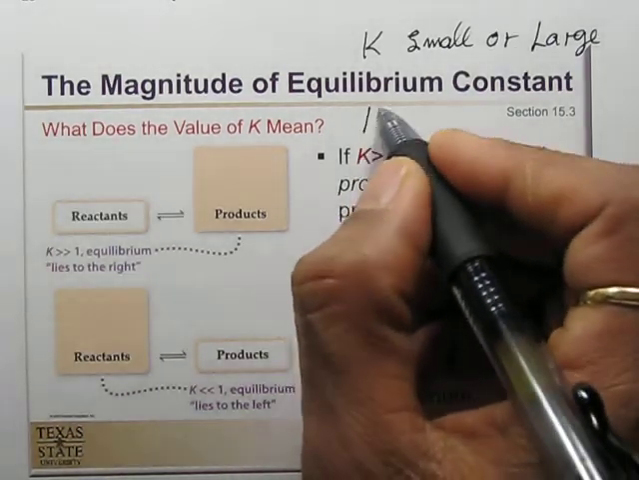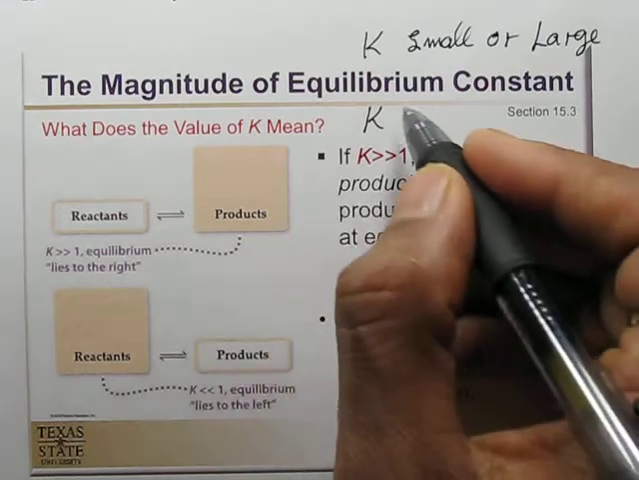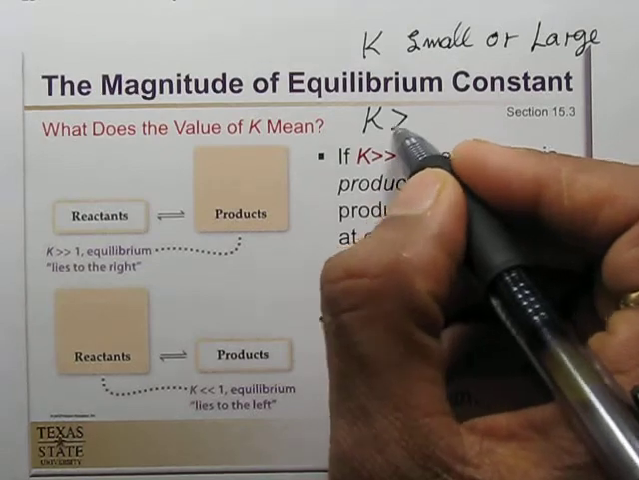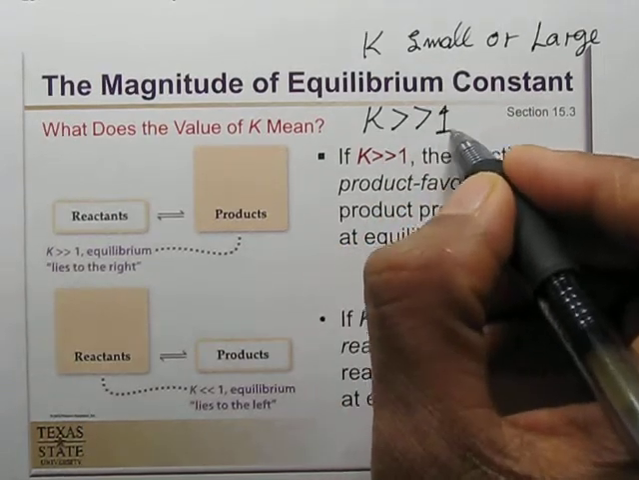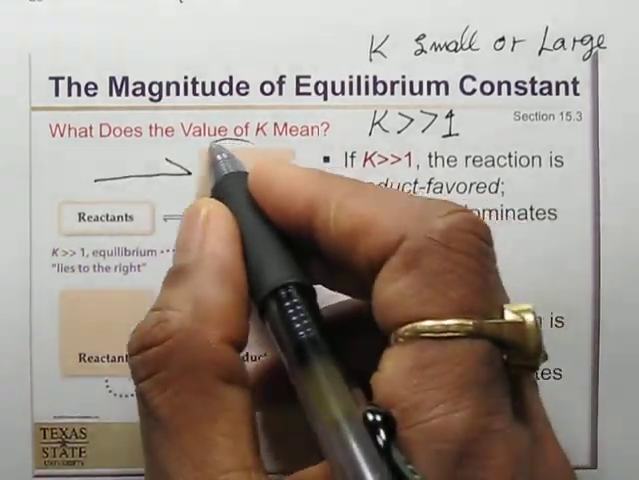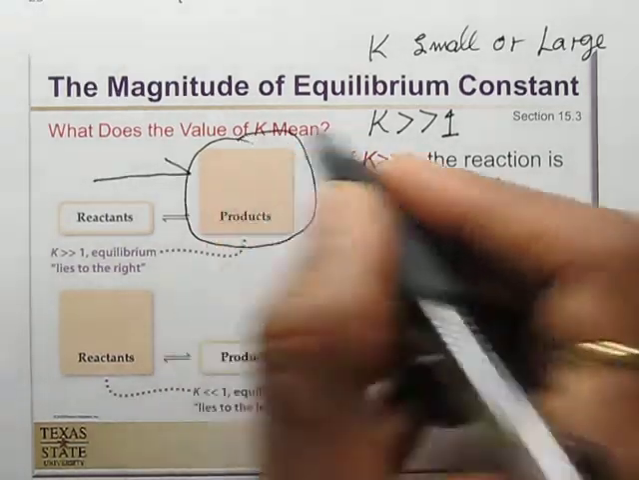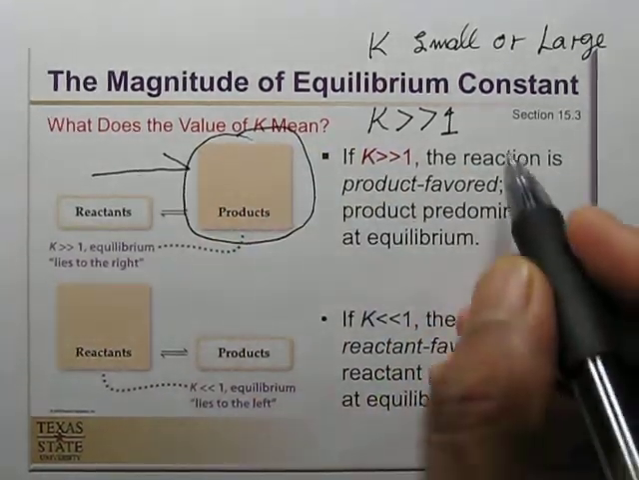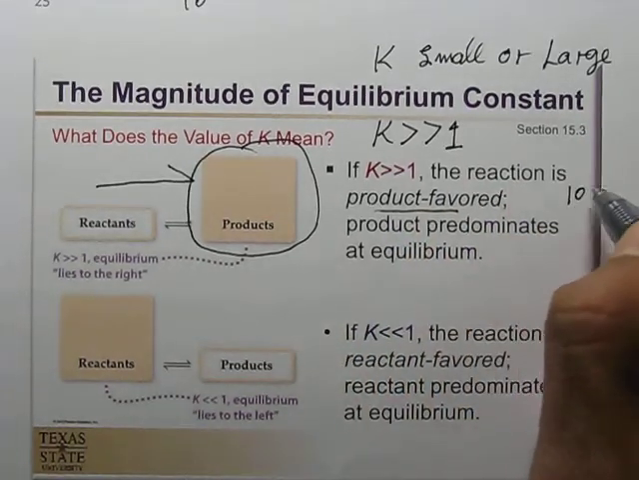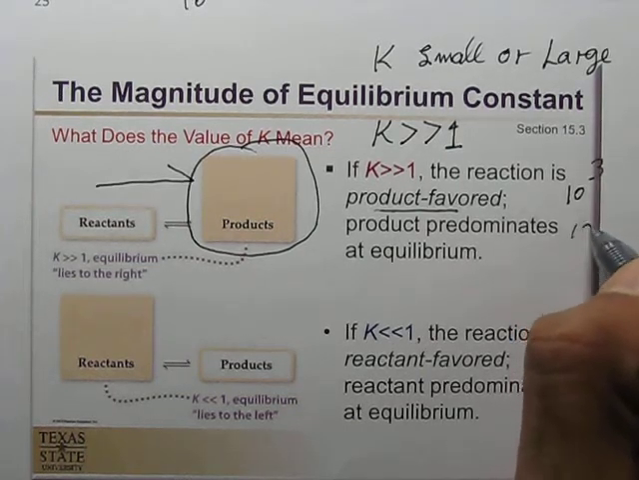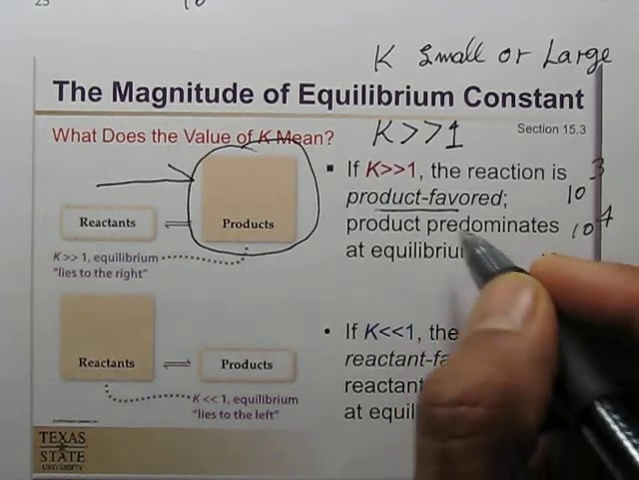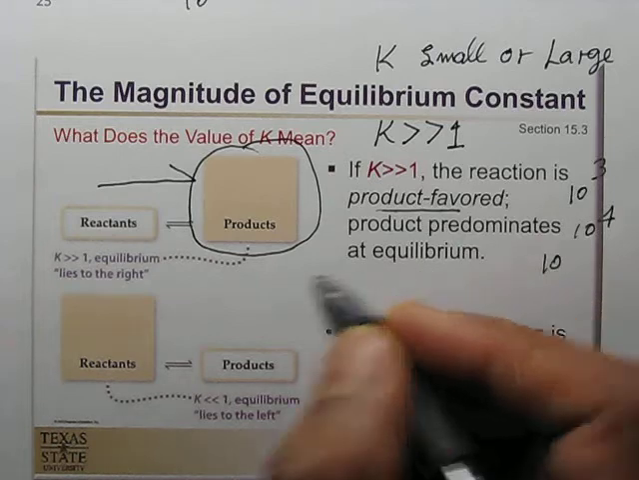If K is very large, so K is very large than 1, it means the reaction will be product favored. The amount of the product formed will be larger. So the reaction is product favored if K is very large. Suppose K values like 10 raised to power 3, 10 raised to power 4, and so on. Product predominates at the equilibrium.